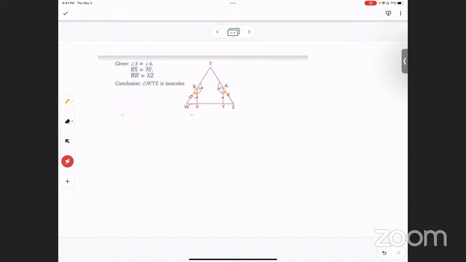And then you can say that these angles are equal to each other. These blue angles I'm drawing in are equal to each other by CPCTC, right? And then you can say that WTZ is isosceles by definition of isosceles. Okay. Good.